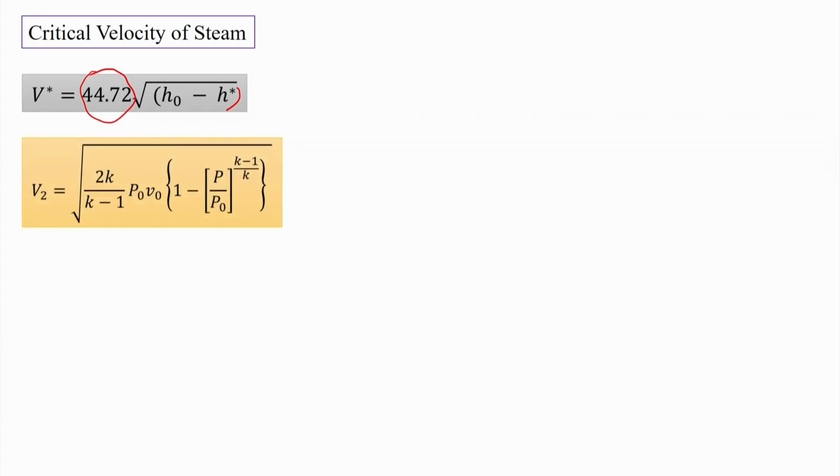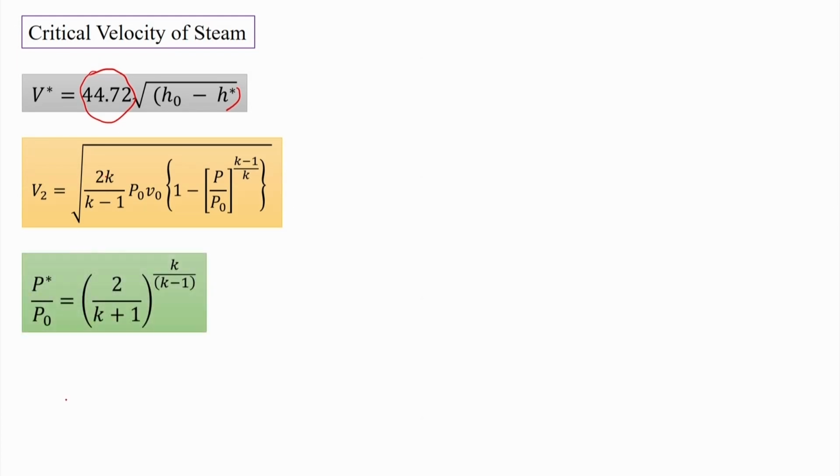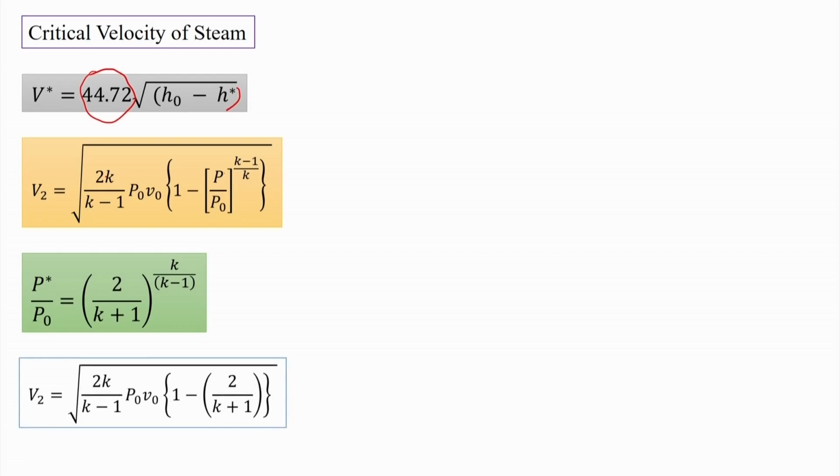Otherwise also, we can use the formula for V2, which is equal to square root of 2 by K upon K minus 1, where K is the isentropic index, into P naught V naught into bracket 1 minus (P upon P naught) bracket raised to K minus 1 upon K. But when the velocity is to be found out for the critical case, we mean that P is basically P star, and so the P star upon P naught relation is known to us, which is 2 upon K plus 1 bracket raised to K upon K minus 1.